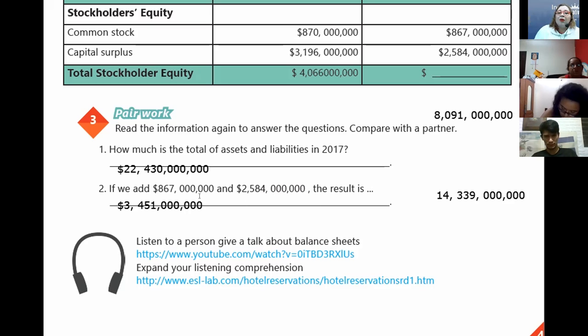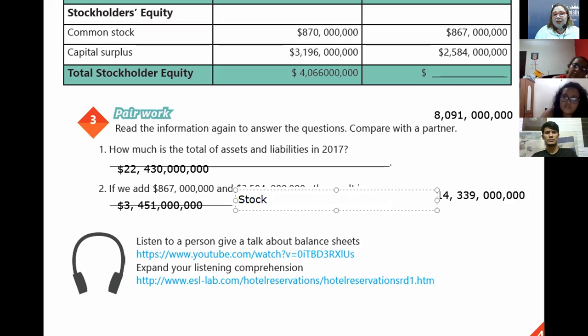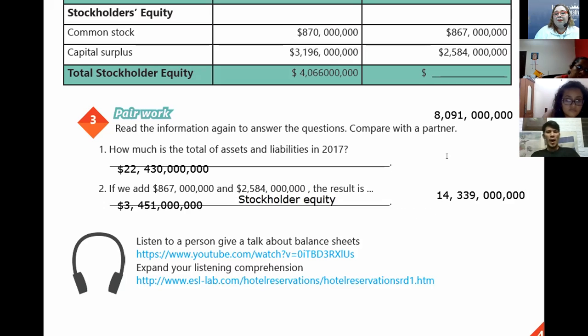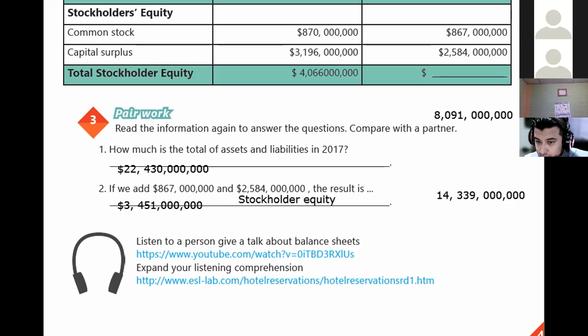Total stockholder equity, right? Significa stockholder. Stockholder es el remanente o el capital que le toca a cada uno de los accionistas. Ah, el valor de la acción. No, no es el valor de la acción. ¿El accionista? Sí. Ok.